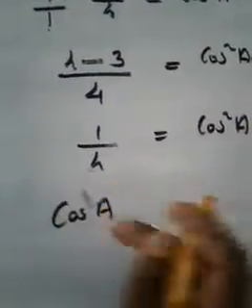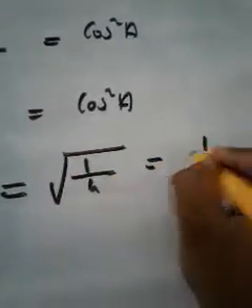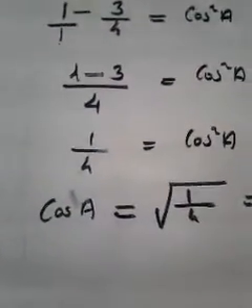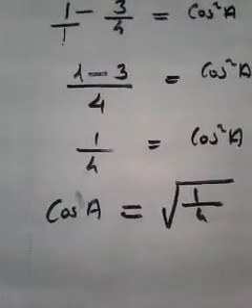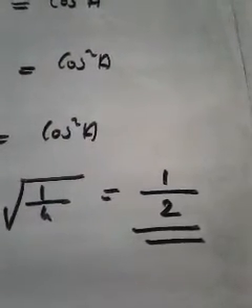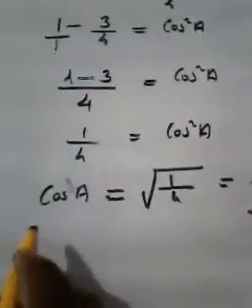Then what is the value of cos A? Square root of 1 by 4. Square root of 1 is 1, square root of 4 is 2. We will consider only the positive square root in the case of trigonometric ratios. That's why we consider the positive square root, 1 by 2. You may have understood the value of cos A.